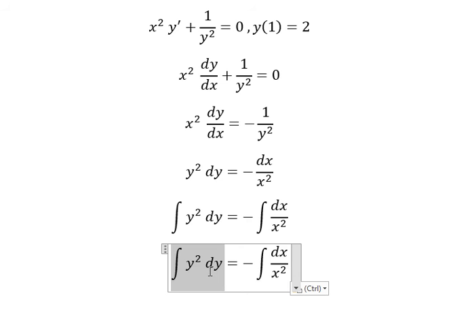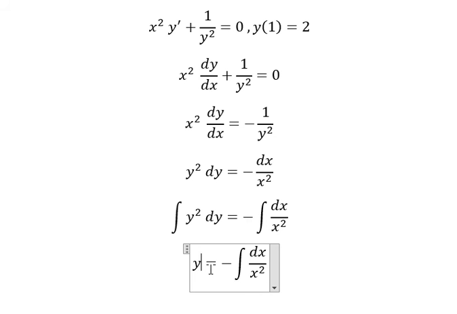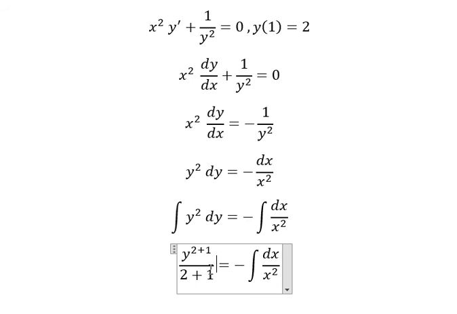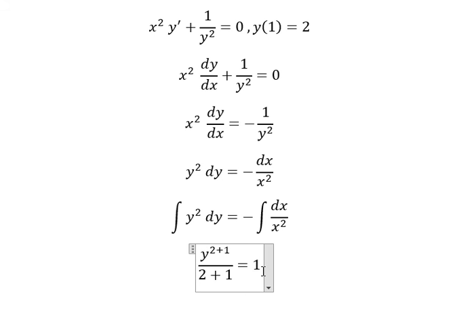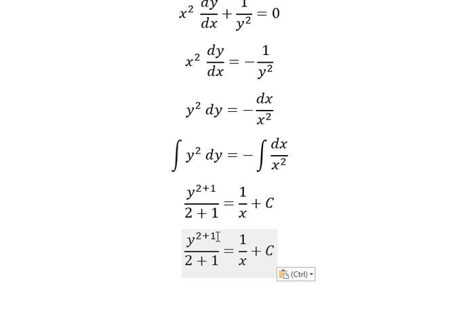So, the integration of y square dy, we have y to the power of 2 plus 1 over 2 plus 1. The integration of negative dx over s square, we have 1 over s, and we put plus c. So this one we have number 3.